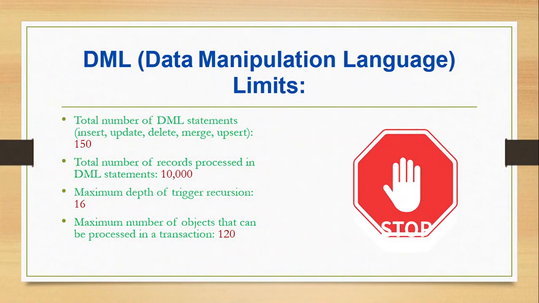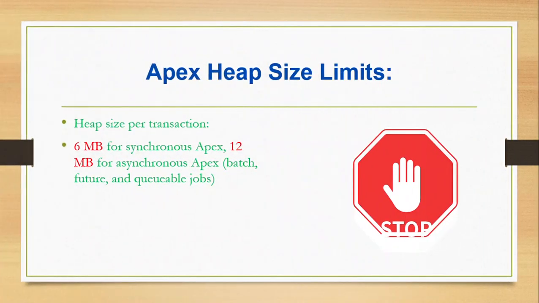Coming to the next slide: data manipulation language limits. The total number of DML statements for insert, update, delete, merge and upsert is 150, and the total number of records processed in DML statements is 10,000. The maximum depth of trigger recursion is 16, and the maximum number of objects that can be processed in a single transaction is 120.